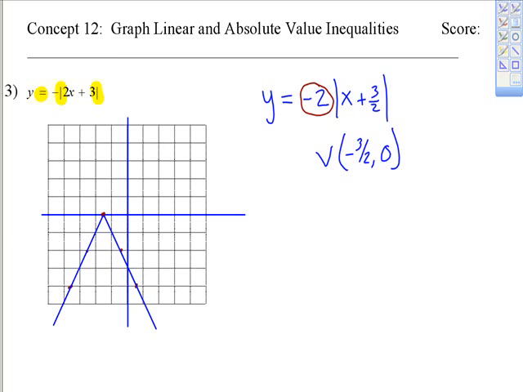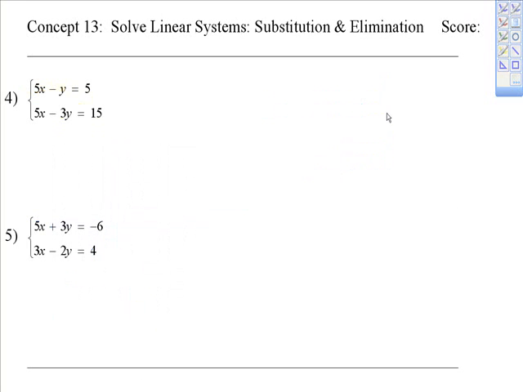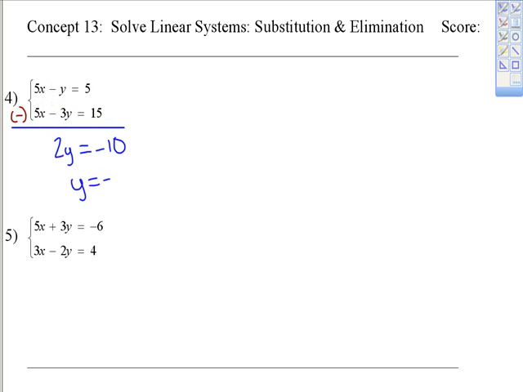Any questions here? Okay, concept 13. Number 4, most of us probably just looked at that and said, hey, I see the 5x and the 5x, let's eliminate. So we'll subtract, and 5x minus 5x zeros out. That's what we want. We eliminate the x's. Negative y minus a negative 3y is the same as negative y plus 3y, which should be 2y. 5 minus 15 is negative 10. When we solve for y, we get negative 5.